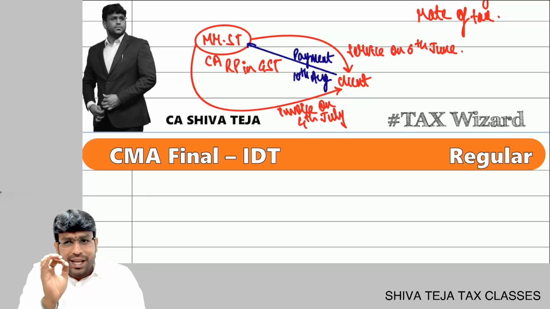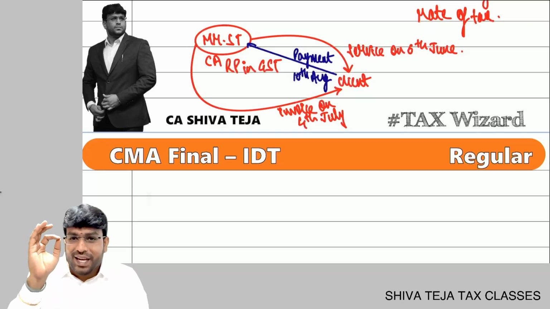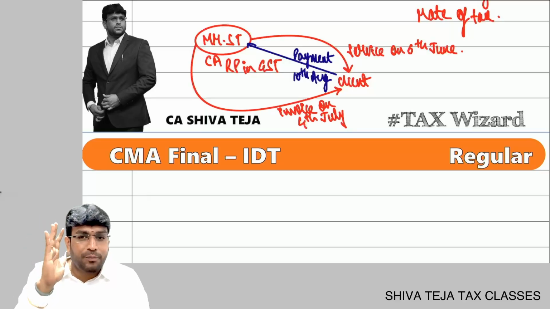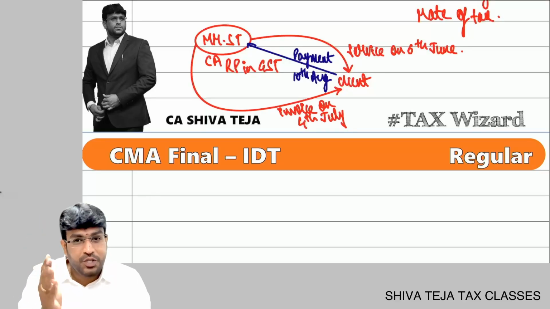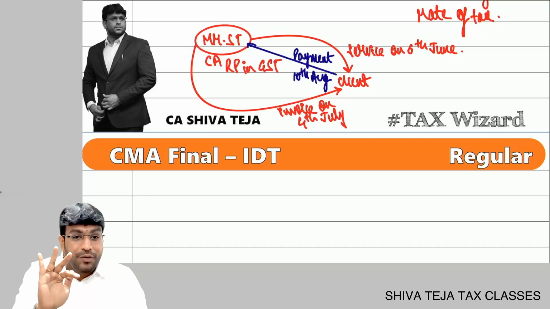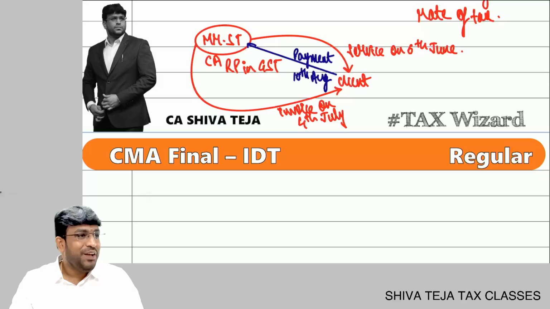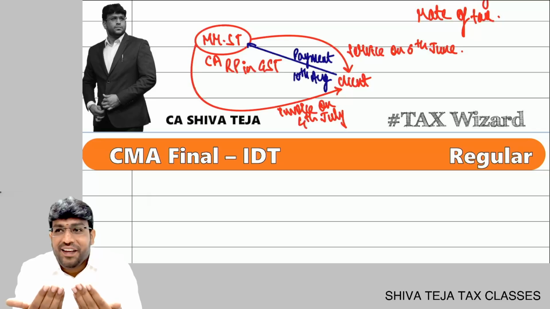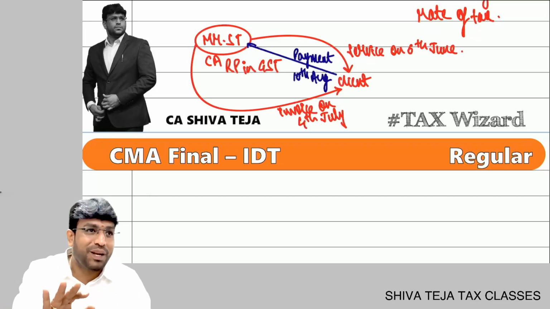When I say 20th of next month, if I consider June, I have to pay the tax by 20th of July. If I consider July, I have to pay by 20th of August. If I consider August, I have to pay by 20th of September. Now the question is, what should I consider? That concept is given by time of supply.